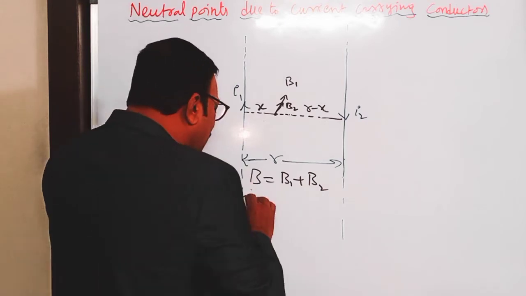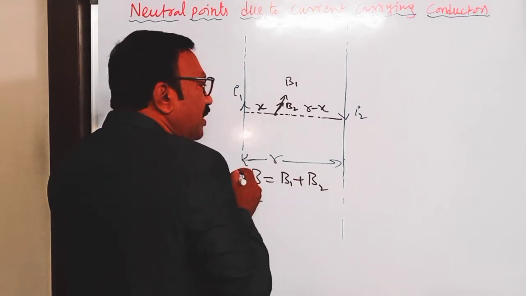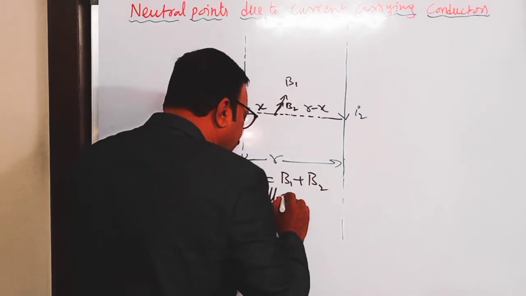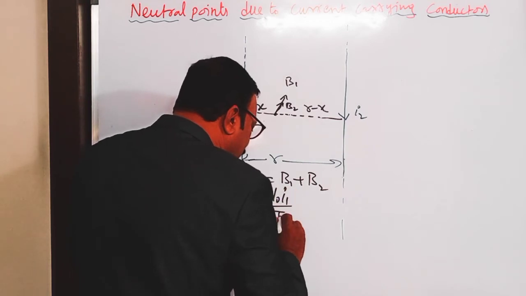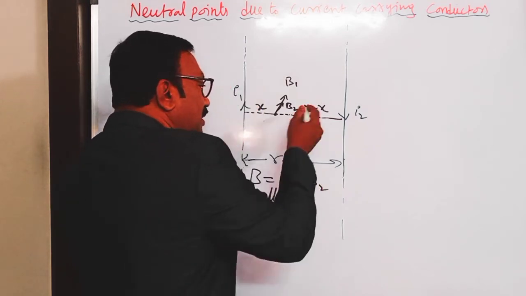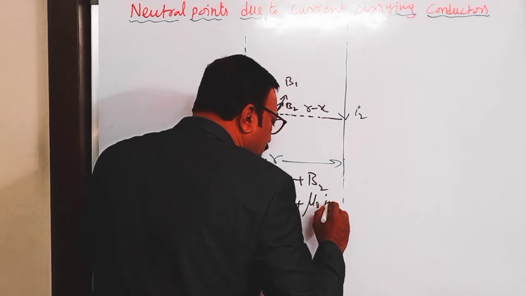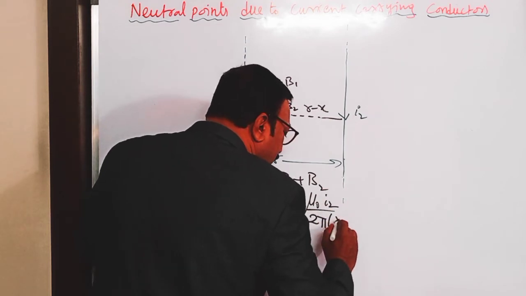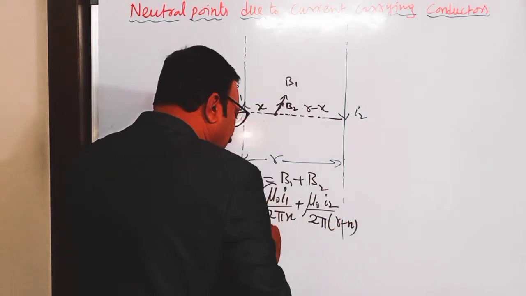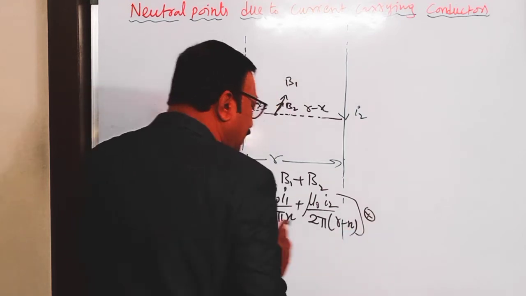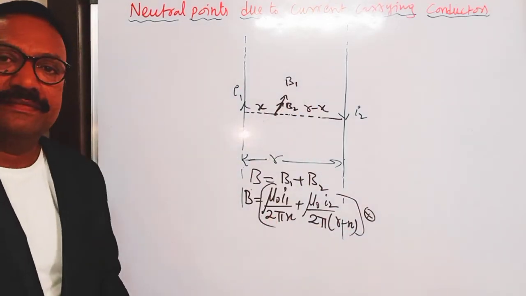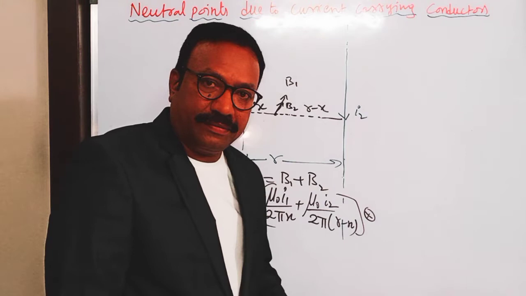And what is the resultant field? We can substitute now. B1 is mu naught I1 by 2 pi x. B2 is mu naught I2 by 2 pi into (R minus x), and on the whole the field will be inward. This is your answer.